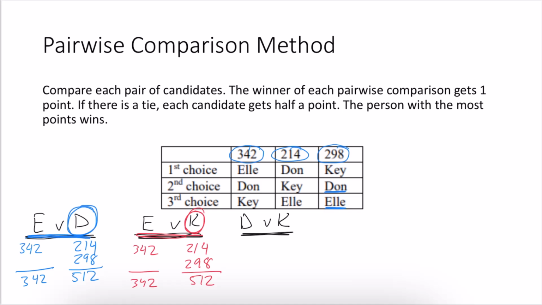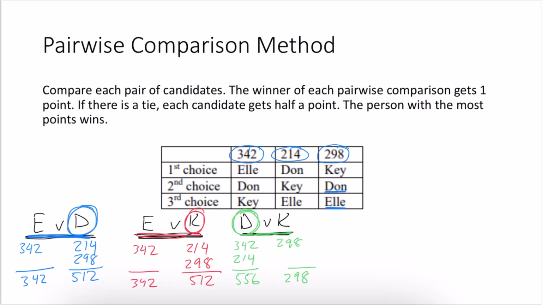Now for this last pair, we'll basically go through the same process again. So Dawn gets 342 points because he was second choice while Key was third choice. And then the 214 votes will also go to Dawn. And then Key will get those 298 votes. And when I add this up, 342 plus 214 equals 556, and Key gets 298. And so that means that Dawn is the winner of that pair.